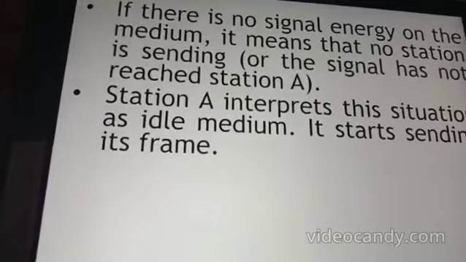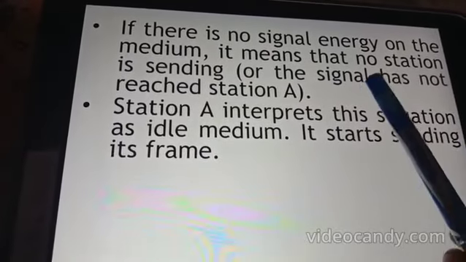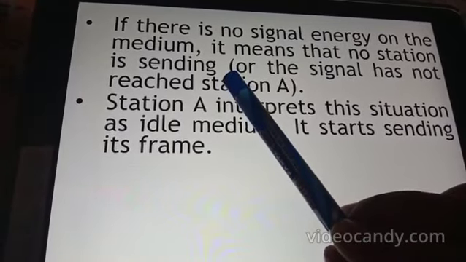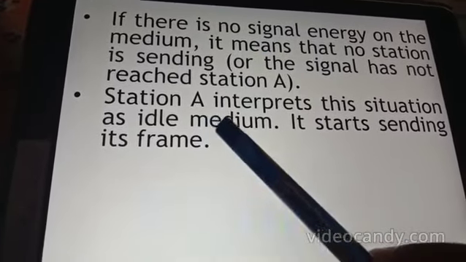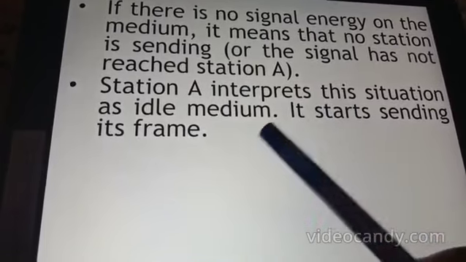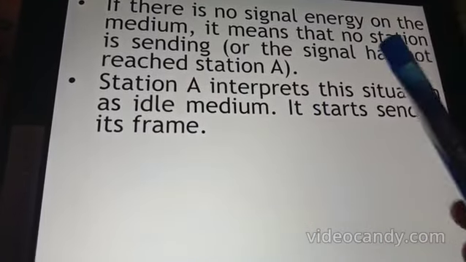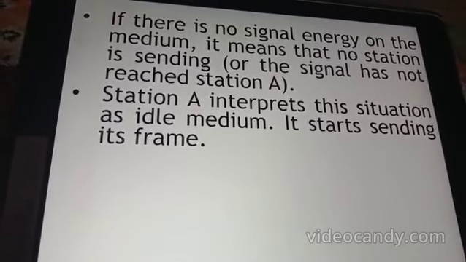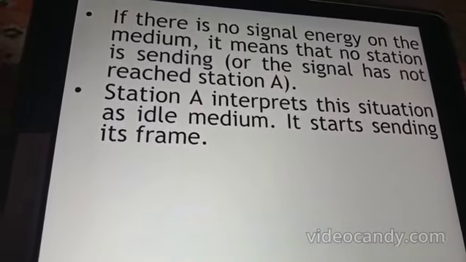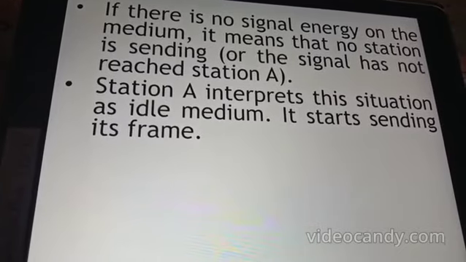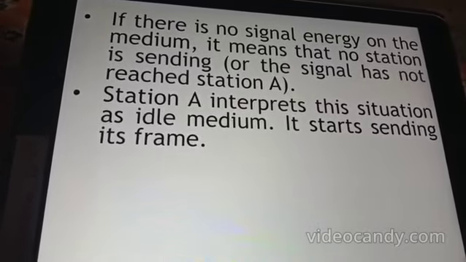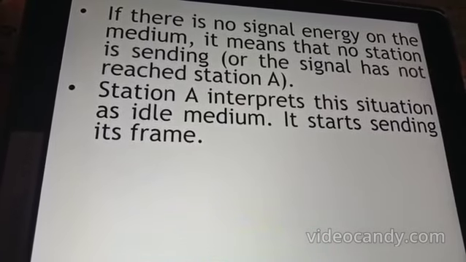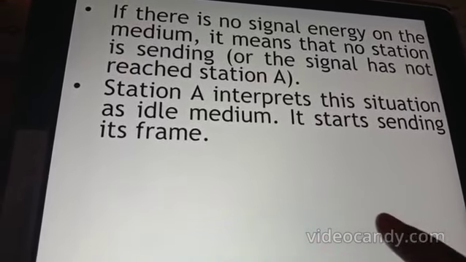The medium is idle, that is, no station is sending information. Say station A interrupts this idle medium situation and starts sending the frame. That means within the 100 microseconds of time, station A has sensed the channel and finds that its energy level is 0, and thinking that no other station is sending, A starts transmitting and sends the frame.